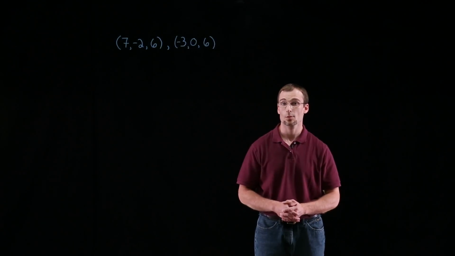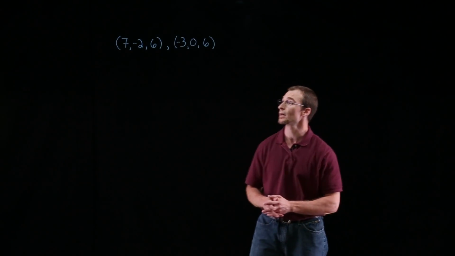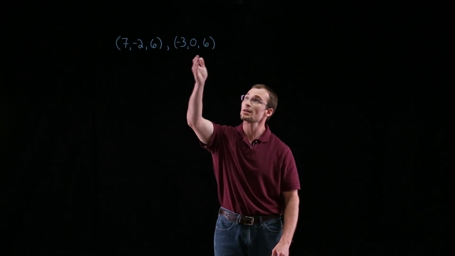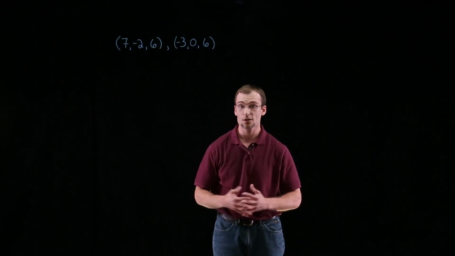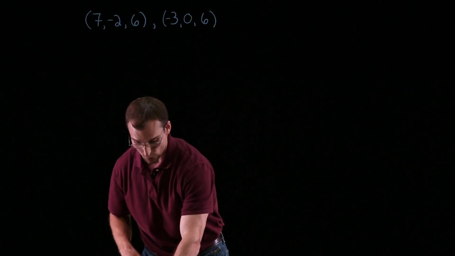In this problem, we're going to be finding the set of parametric equations and symmetric equations, if we can, of the line that passes through our 2 points given at coordinates (7, -2, 6) and (-3, 0, 6). And then we're going to find our direction numbers as integers. So let's get started with looking at our parametric equations.